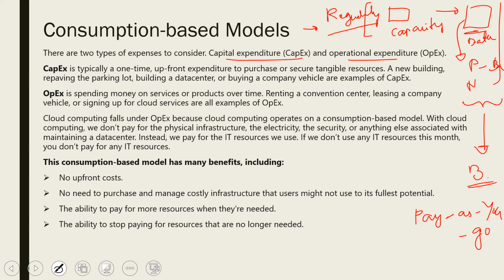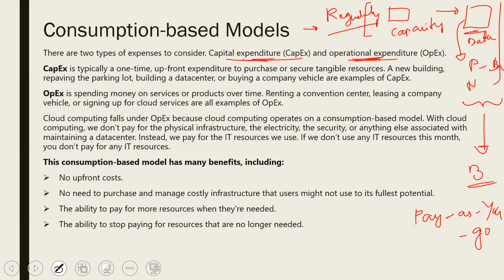And when we are using operational expenditure, this is the kind of expenditure we get when using cloud services. This is unlike our own data centers, where we have to maintain everything. Here we use an operational, consumption-based model: however much you utilize, you pay for that.